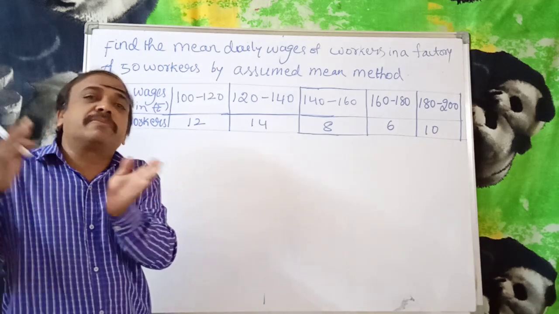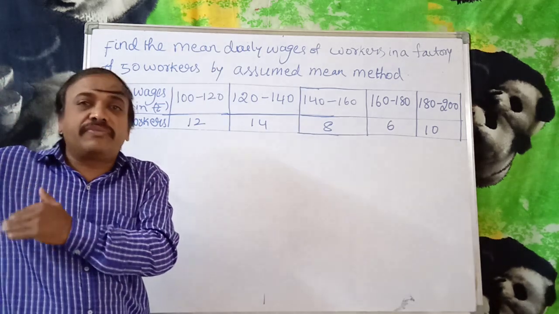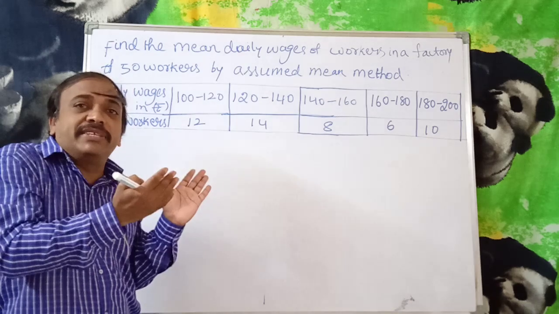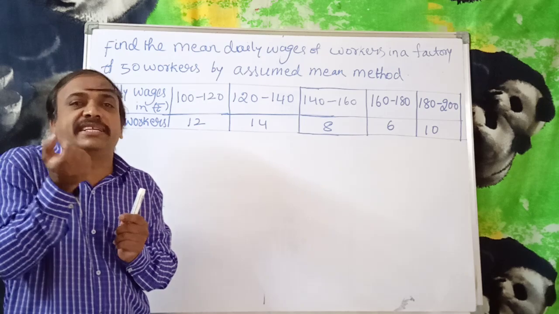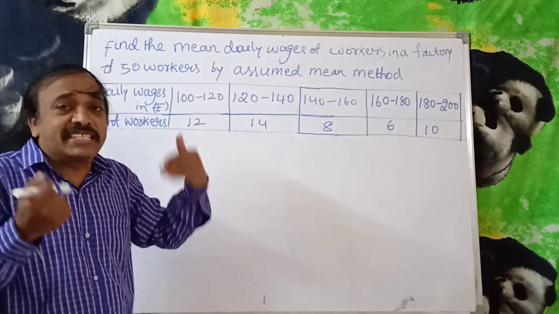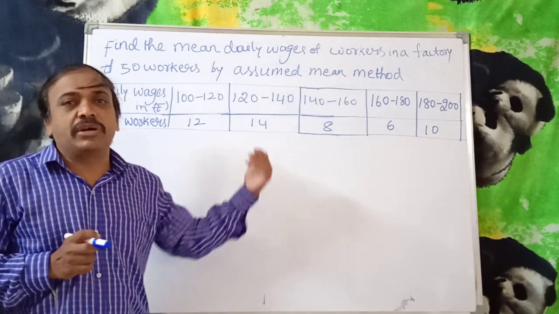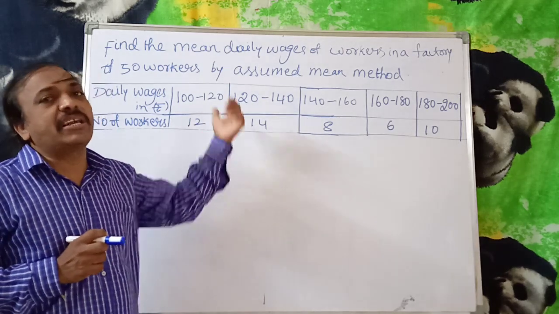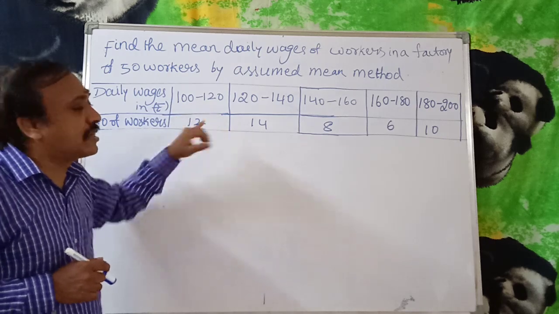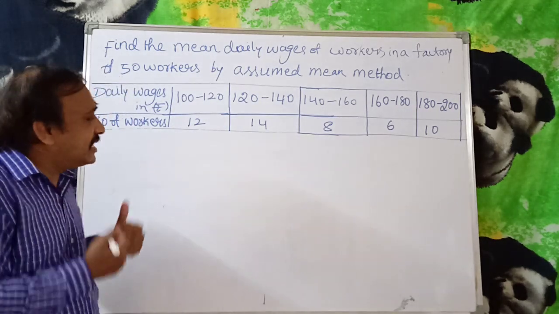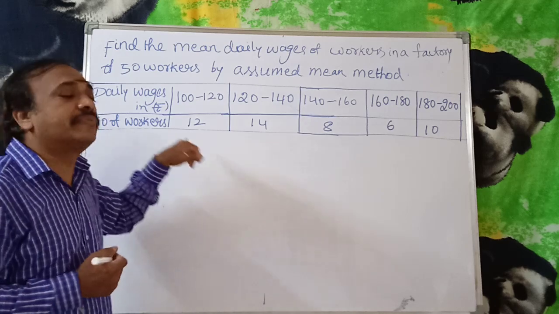Mean means the sum of observations divided by the number of observations, which we used for ungrouped data. Now here we are using the assumed mean, a particular value that we decide. So what is the mean daily wage of the workers? These are called class intervals and these are called frequencies. Now I will write the class intervals and frequencies.